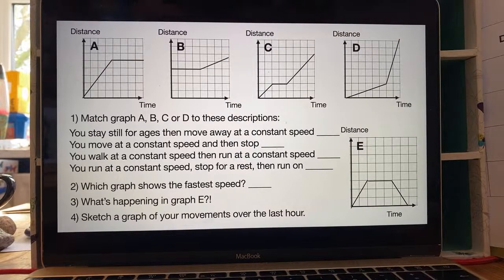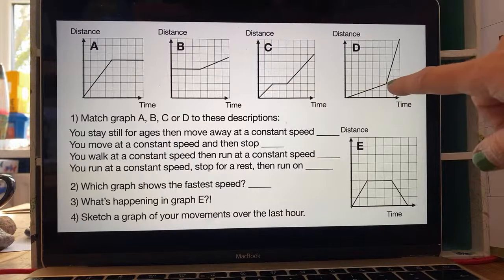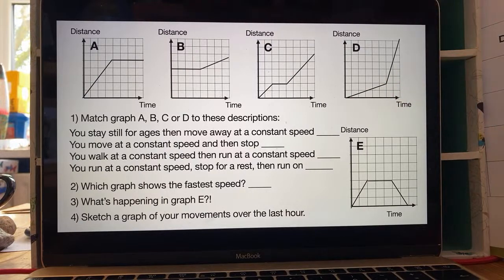So graph A is like a kind of averagely steep diagonal line, and then it flattens out. Graph B is a flat line, and then it's got a slightly lower gradient going up than A. C is a sort of average diagonal line, and then it's flat, and then it's the same slope of a diagonal line going off again. D, it's a fairly shallow line, and then that turns into a really steep line. And E, it goes up, and then it flattens out, and then it goes down again.